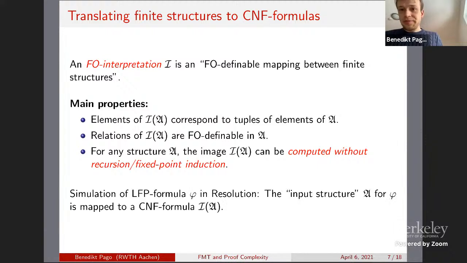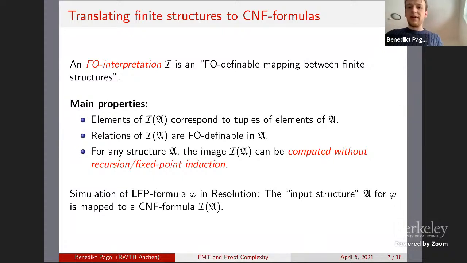The way we simulate a fixed point formula in resolution is that we apply such an interpretation to the input structure for the fixed point formula. This gives us a CNF formula that we can use as the input for the proof system. Of course, this means that the CNF formula is again represented as a graph or a finite structure, but the concrete representation is not relevant. So it is clear that this can be done.